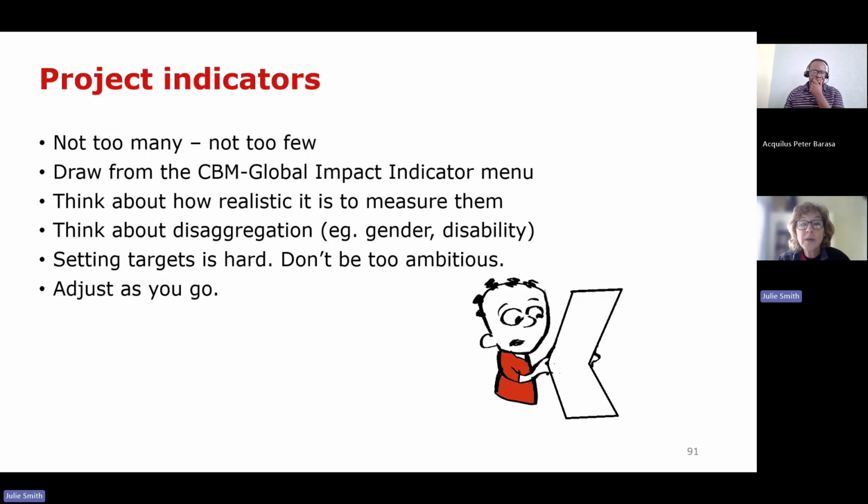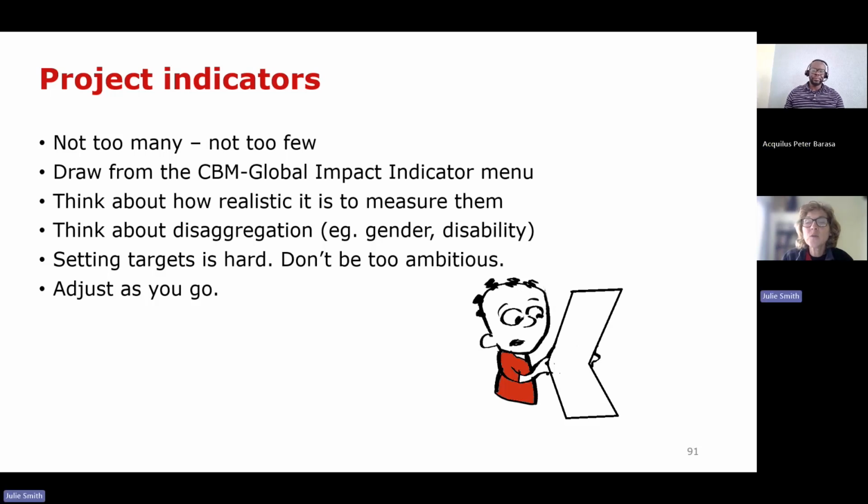So don't forget to put some time aside once the project kicks off to really unpack what the monitoring plan is for the project. Setting targets is often hard. Yep. Don't be too ambitious. Don't go too high. Don't go too low either. Be prepared to adjust and change as you go. Also, if you find as you go along that the indicators are just impossible to measure, then have a discussion with the partner about changing them.